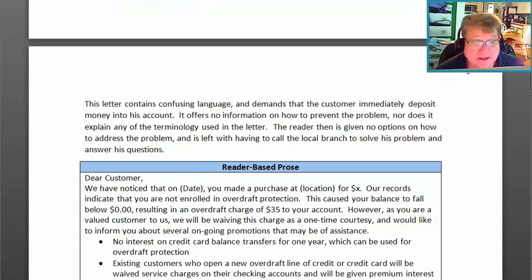This letter contains confusing language. Yes, it does. And now see, there's your comma again. No comma when and is joining only two items. And demands that the customer immediately deposit money into his account. It offers no information how to prevent the problem, nor does it explain any of the terminology used in the letter. That's a good and there, because it's separating two sentences, joined by a coordinating conjunction. Those are two sentences. The reader then is given no options on how to address the problem.